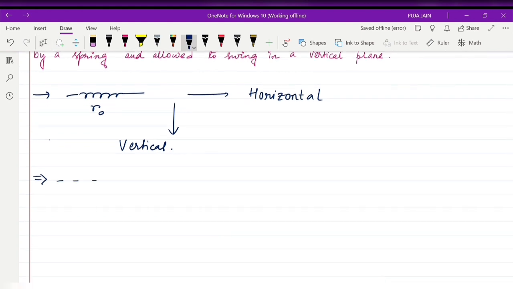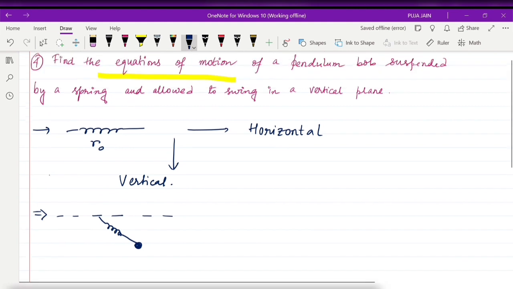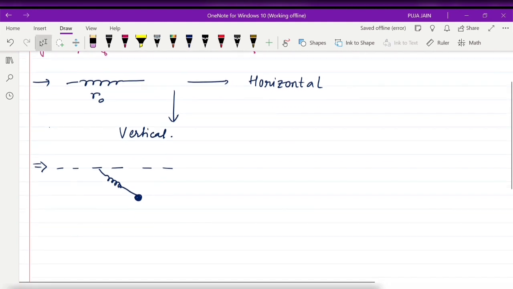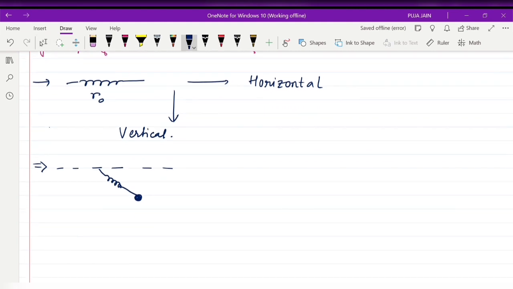This is our origin, that is, we are considering this as our reference. From here a bob is allowed to swing, suspended by a spring. So this is our spring and this is the bob. Now this bob is allowed to swing, so it will swing in this way. Since this is a spring, it has a spring constant k.